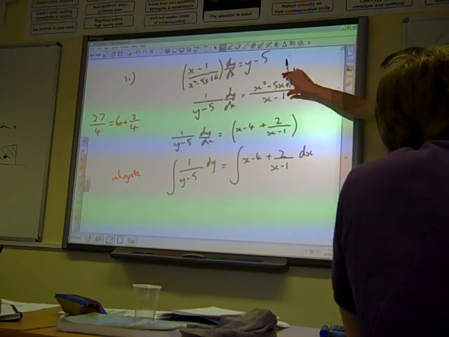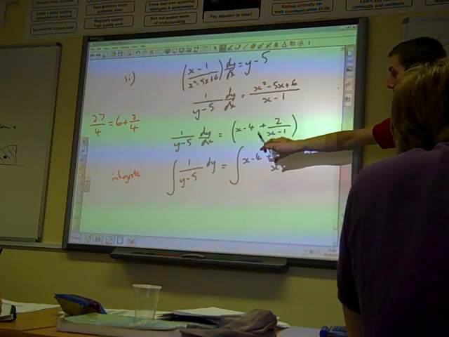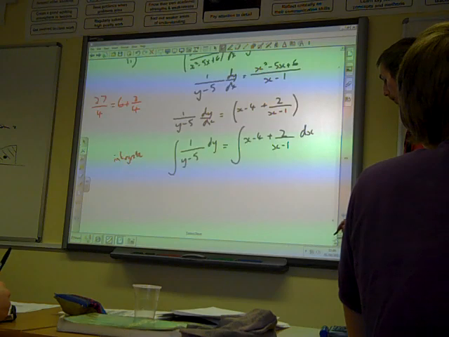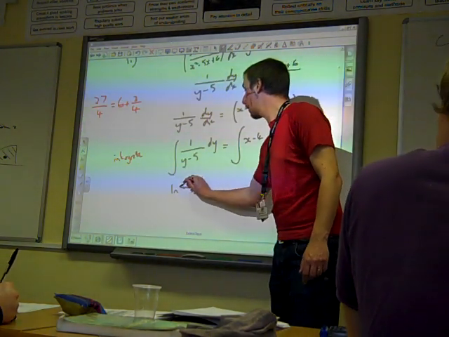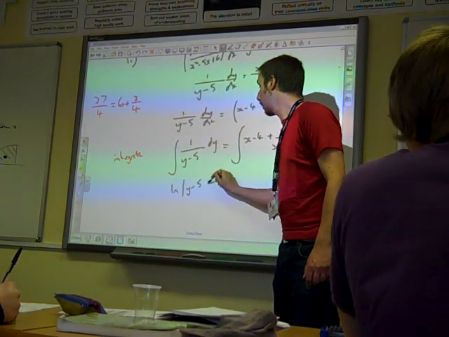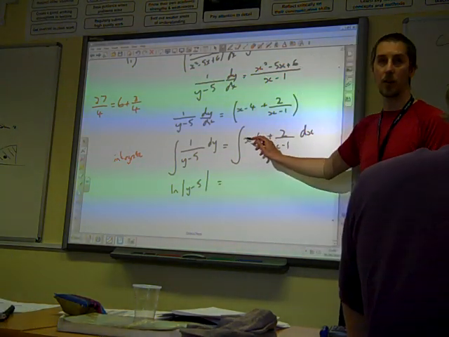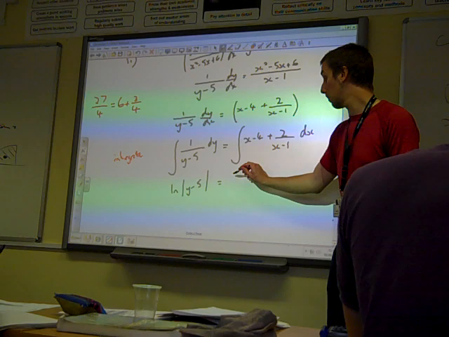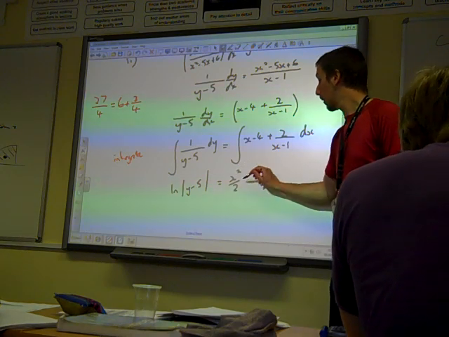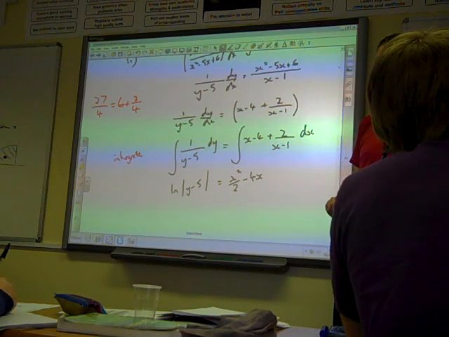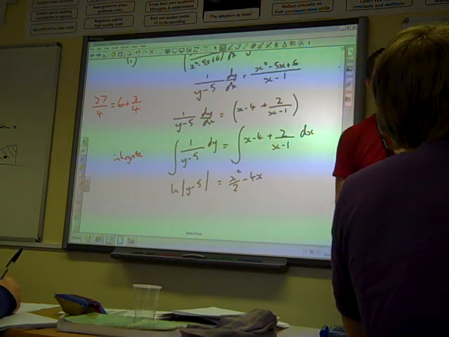And the purpose of doing that bit there was to make this something that we can integrate, because this is now not too bad. Here we've got a natural log of y minus 5. Here we've got the integral of x minus the integral of 4 plus the integral of 2 over x minus 1.